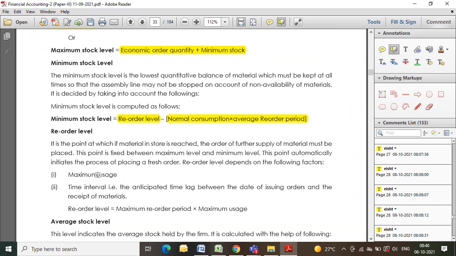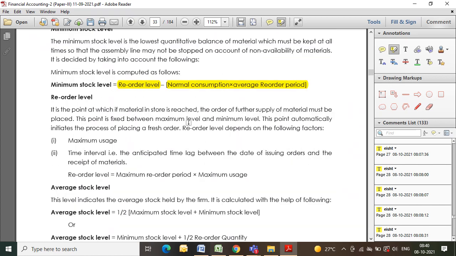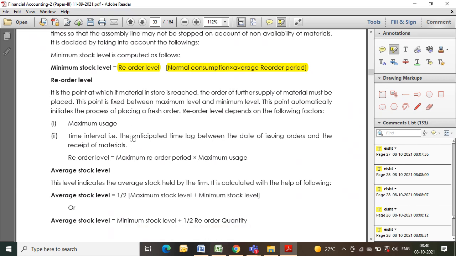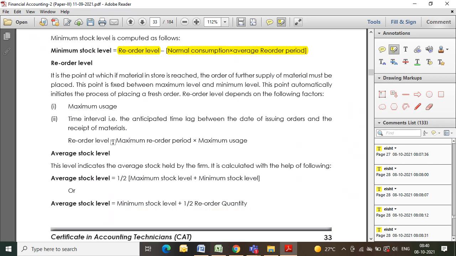Okay, what is reorder level? Reorder level is the level at which you should start giving the order back. What does that mean? It is the maximum reorder period multiplied by the maximum utilization, and you get the reorder level. So a very simple concept: the point at which the material is reached, the order must be placed.